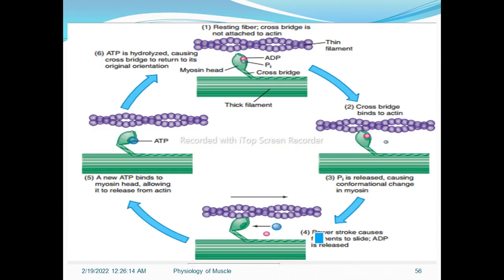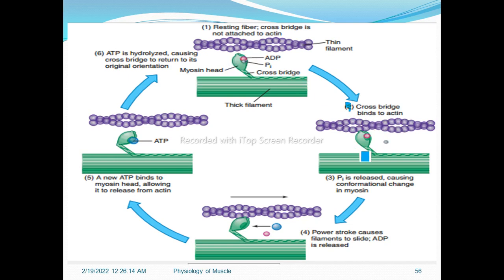Another picture is here. Step 1 is a resting fiber. The cross bridge is not attached to actin. This is the thin filament, and this is the thick filament. Here is ADP and this is phosphorus. This is a cross bridge, and this is the myosin head. In step 2, the cross bridge binds to actin. This cross bridge is binding to actin. This one is not bound.